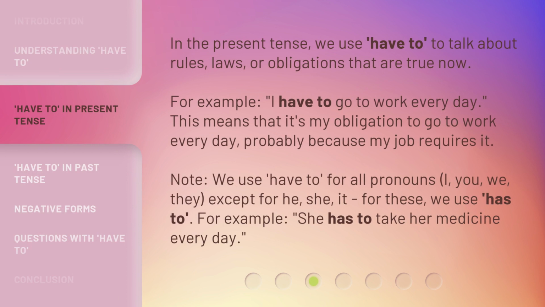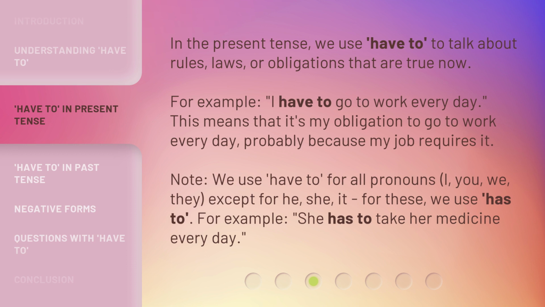In the present tense, we use "have to" to talk about rules, laws, or obligations that are true now. For example, "I have to go to work every day." This means that it's my obligation to go to work every day, probably because my job requires it.